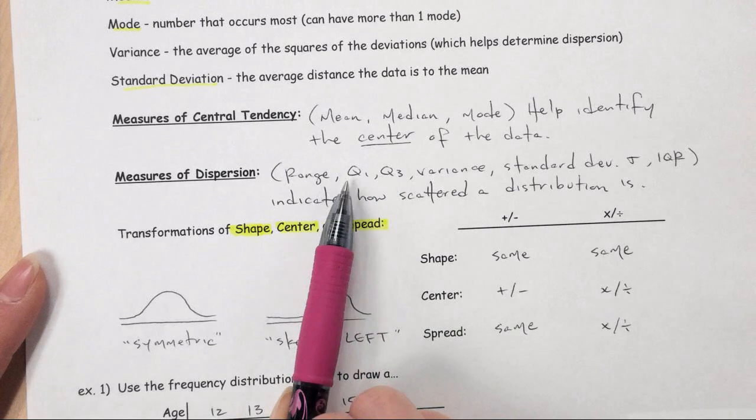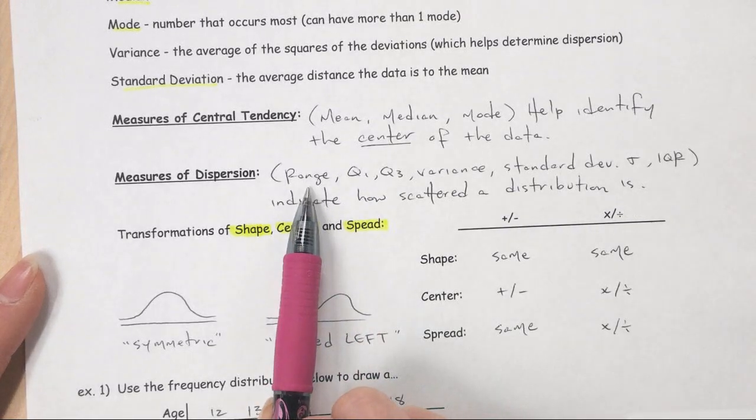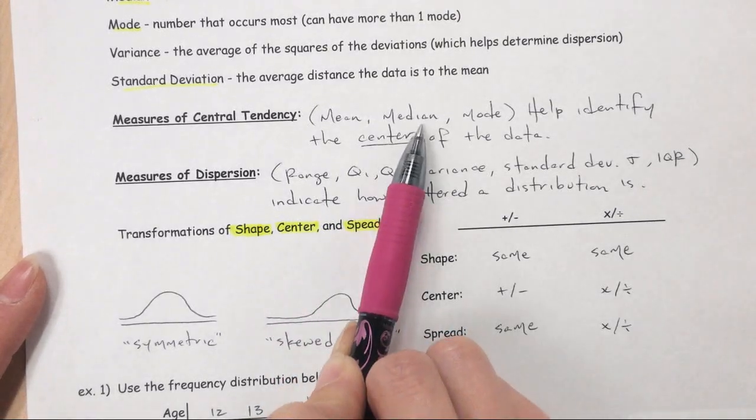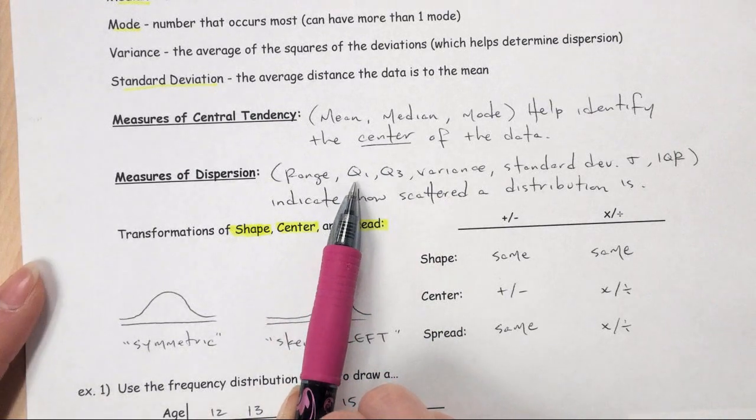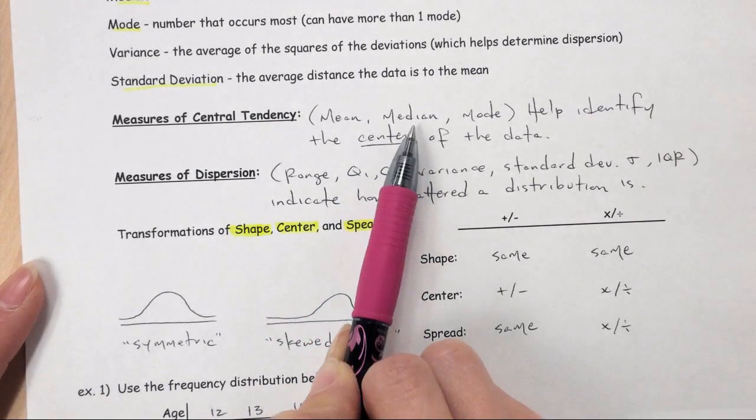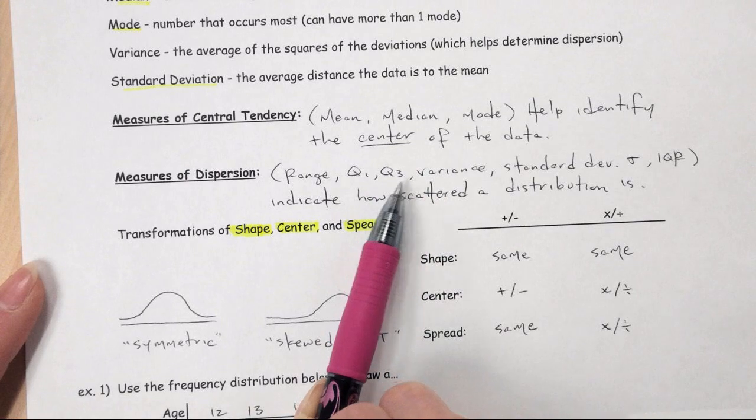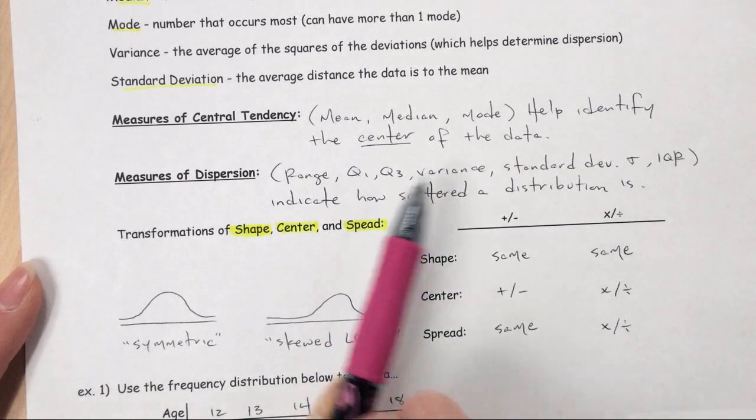Q1, Q3, so median. When you take the median of the first half of the data, that's actually Q1, quartile 1. And then when you take the median of the second half of the data, that's actually Q3.